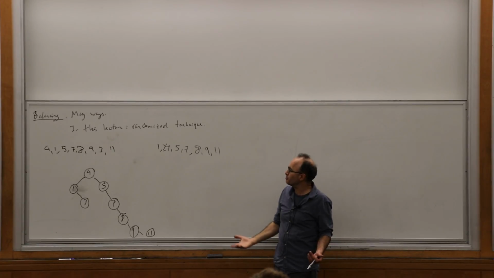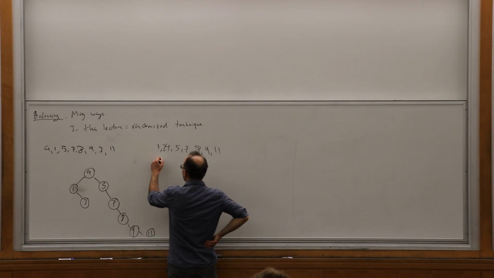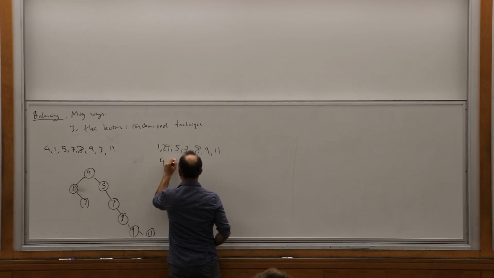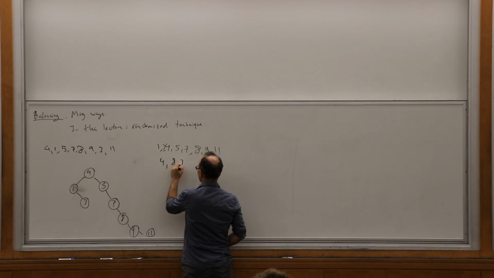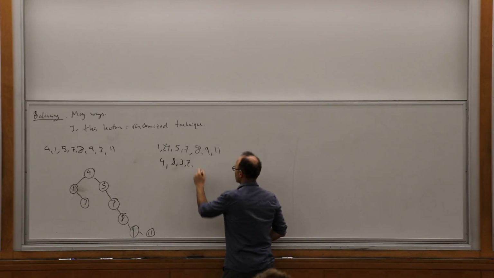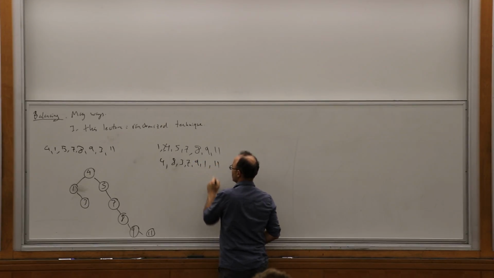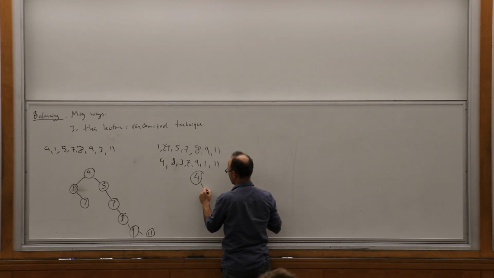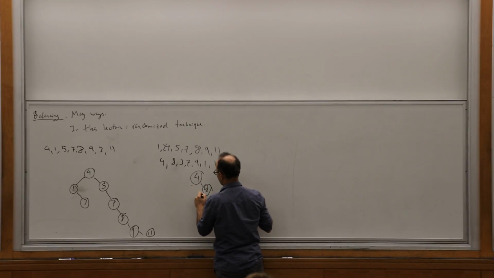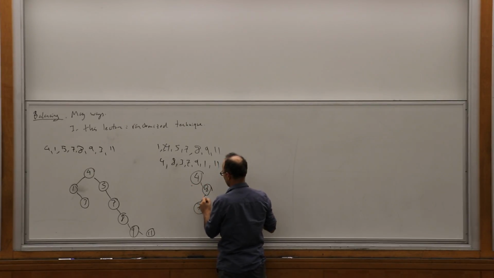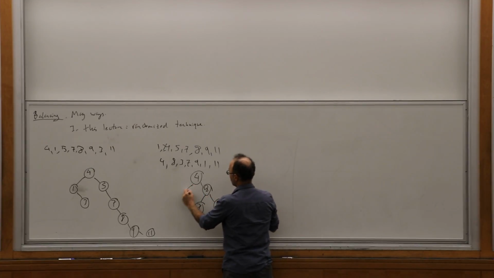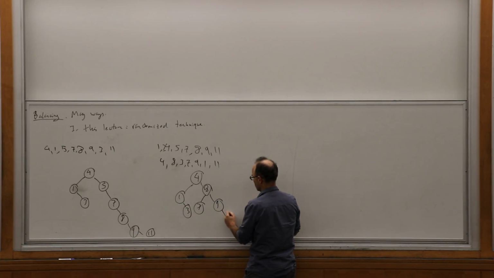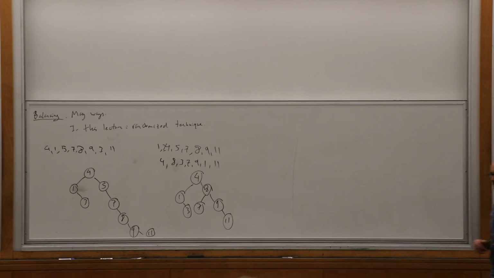An average permutation is going to look a little bit like this, right? 4, 8, 3, 7, 9, 1, 11. Let's look at the tree for that. It's going to be 4, 8, 7, 9, 1, 3, 11. It's actually a really balanced tree.